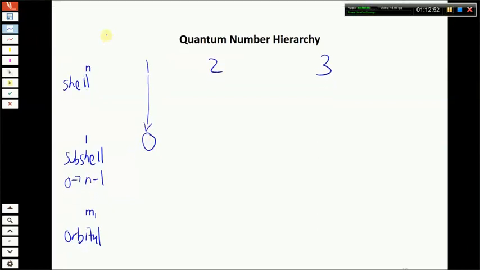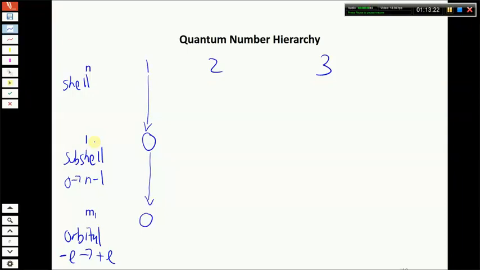And then for m sub l, it's going to be minus l all the way to plus l. And again, if l equals 0, negative 0 is 0, positive 0 is 0, so we only have one value of m sub l, which is 0. So this is the simplest case. If you're in the first shell, n equals 1, you have one subshell that has l equals 0, and you have one orbital in that subshell that has m sub l equals 0. Okay, so those are, again, the rules, the hierarchy, or the relationships between the 3 quantum numbers.